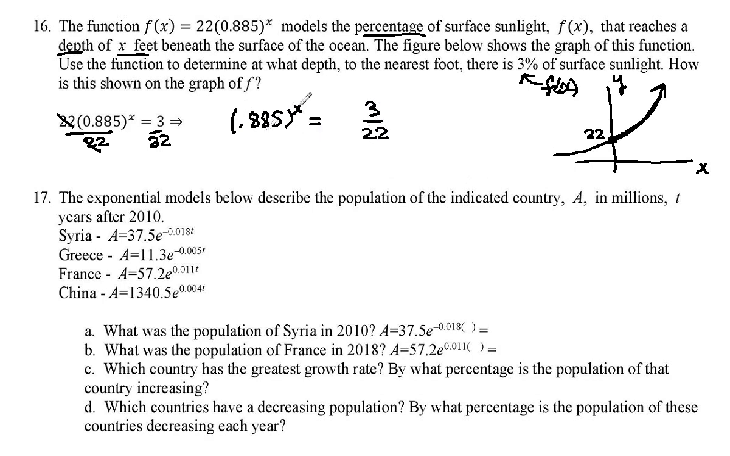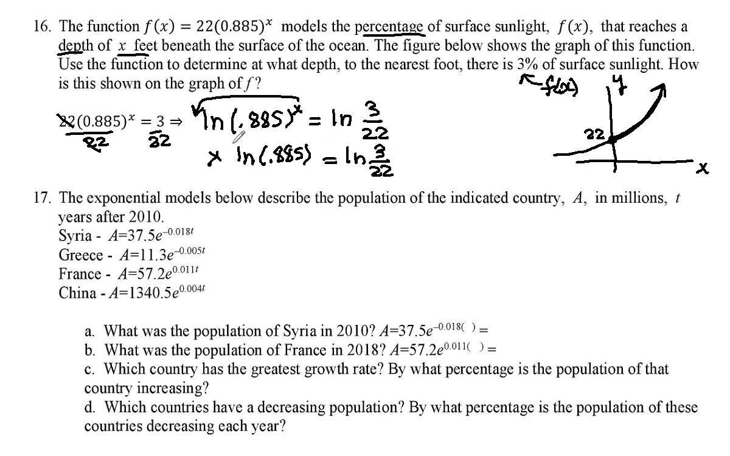And now we want to find the x. We want to get it down out of the exponent. You do that with logs, and you can do ln or log, whichever one that you prefer. I decided to use ln, but you can use log and it also works. And then property of exponents, that guy comes down in front. So exponents factor down, so we get x times the natural log of 0.885 is equal to ln of 3 over 22.